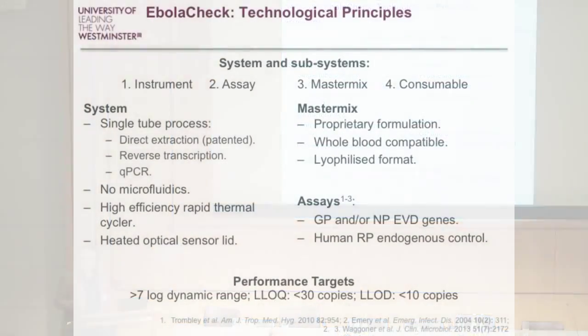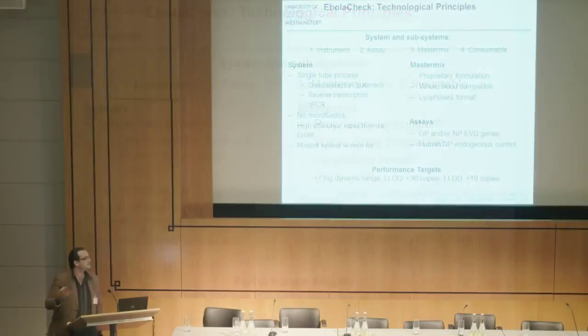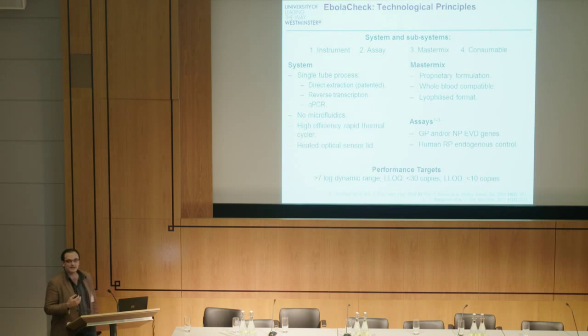So if you talk to the experts of developing diagnostics, they'll tell you a system is composed of many subsystems. In this particular case, the EbolaCheck system has the instrument, the assay, the master mix, and the consumable. The system relies on a single tube process, which is direct extraction, reverse transcription, and qPCR in one little vessel. There are no microfluidics, which explains why we don't have that high cost. It has a high efficiency rapid thermal cycler and a heated optical sensor lid.